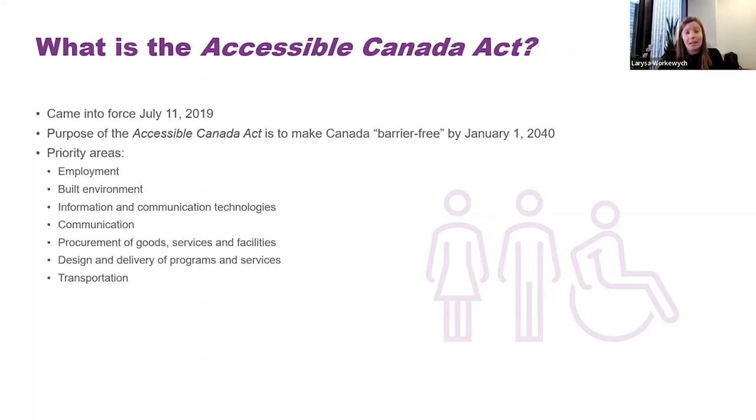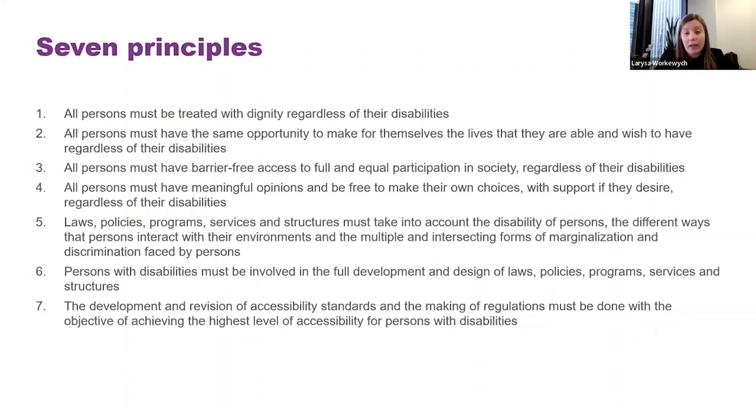So at a high level, this legislation is aimed at removing barriers that prevent people with disabilities from accessing these priority areas that are identified. And if you turn to the next slide, the Act recognizes seven principles, and the purpose is to carry out the requirements of the Act in recognition of these seven principles. You can see them on the slide. I'm not going to go over them in detail because I'm mindful of time.